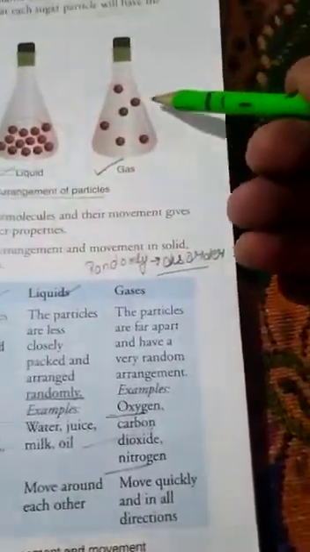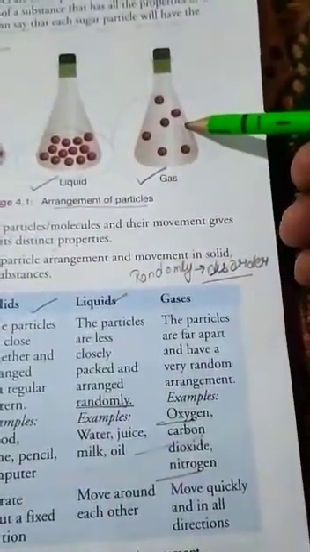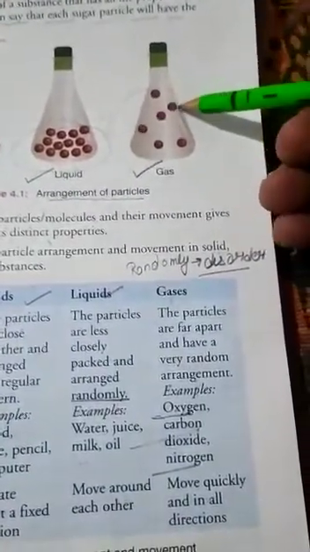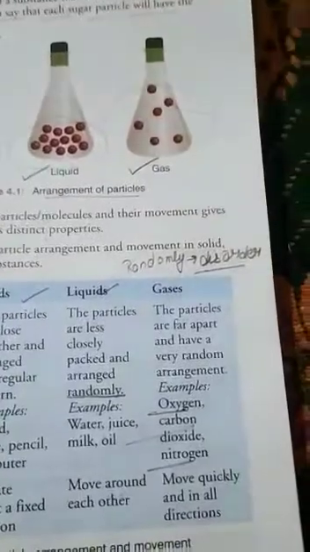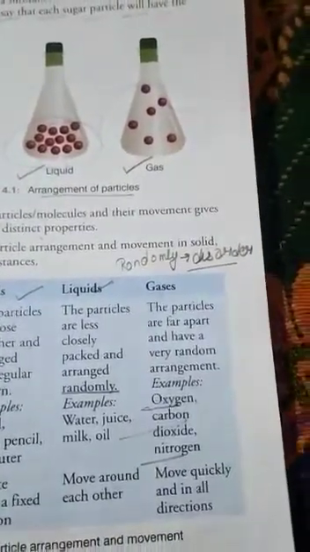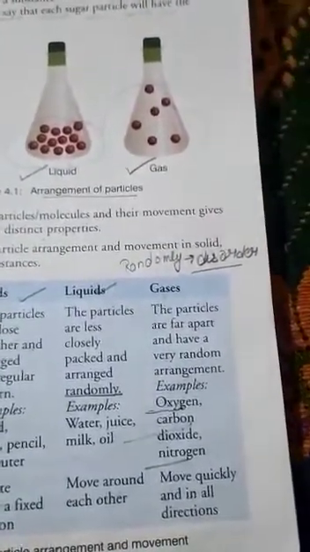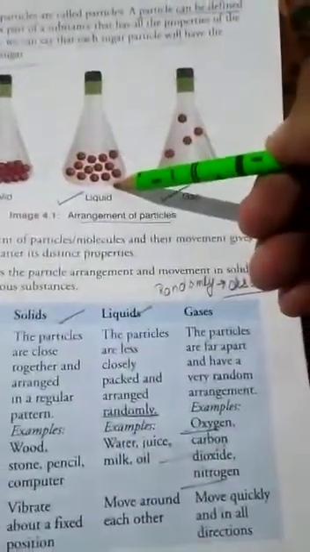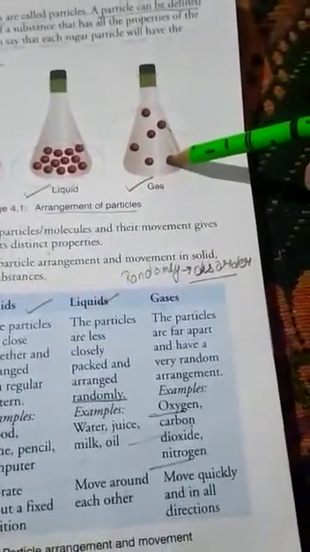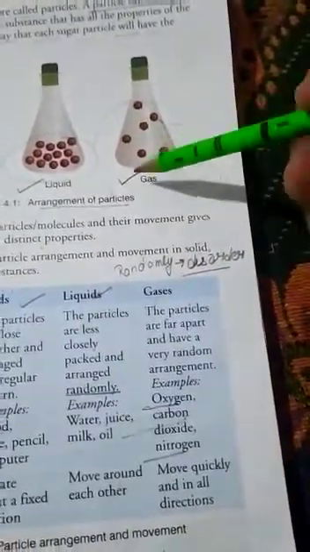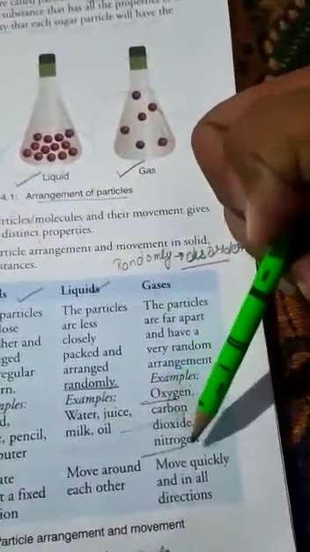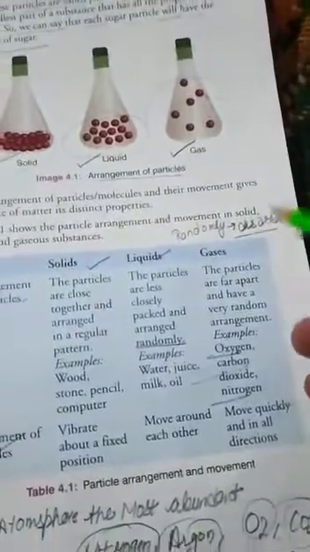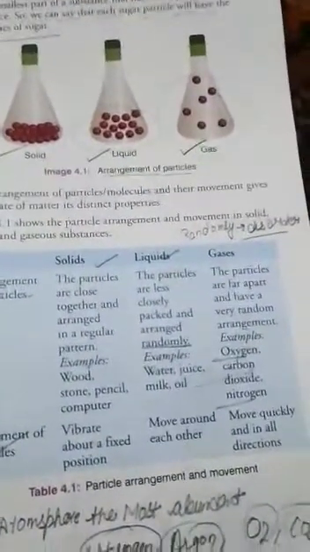After that, we'll talk about gases. The particles are far apart and have a very random arrangement. You will see one particle is here, another is here, with very much space between them. That's why they have a very random arrangement, for example oxygen, carbon dioxide, nitrogen. Random means disorder, that they do not have a proper arrangement.